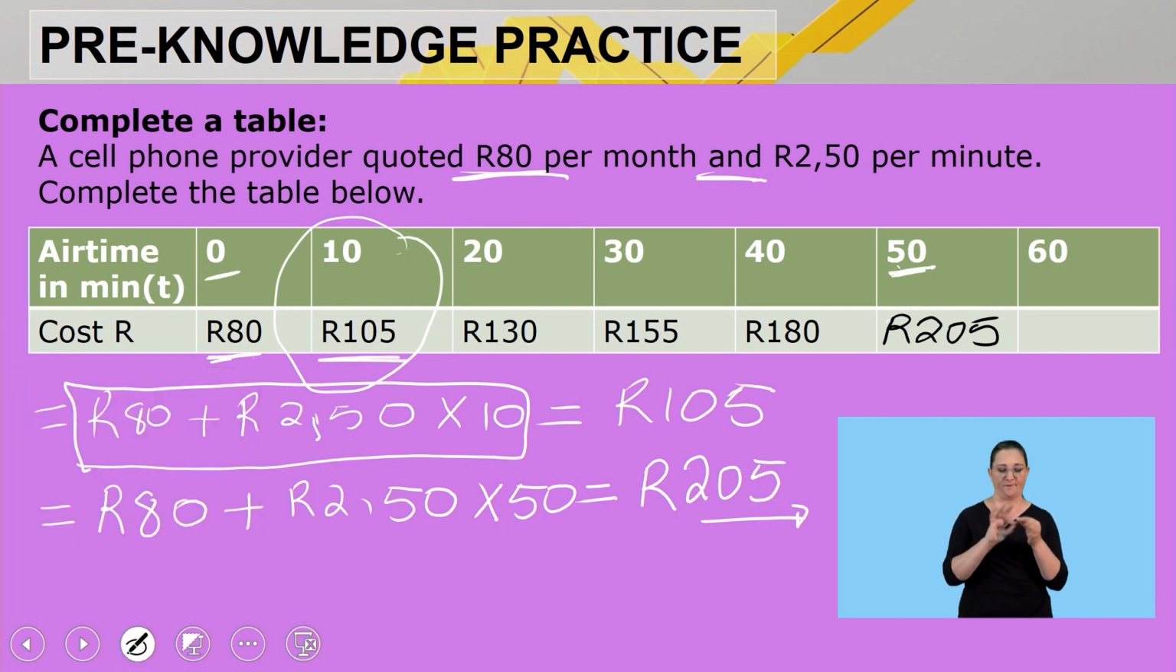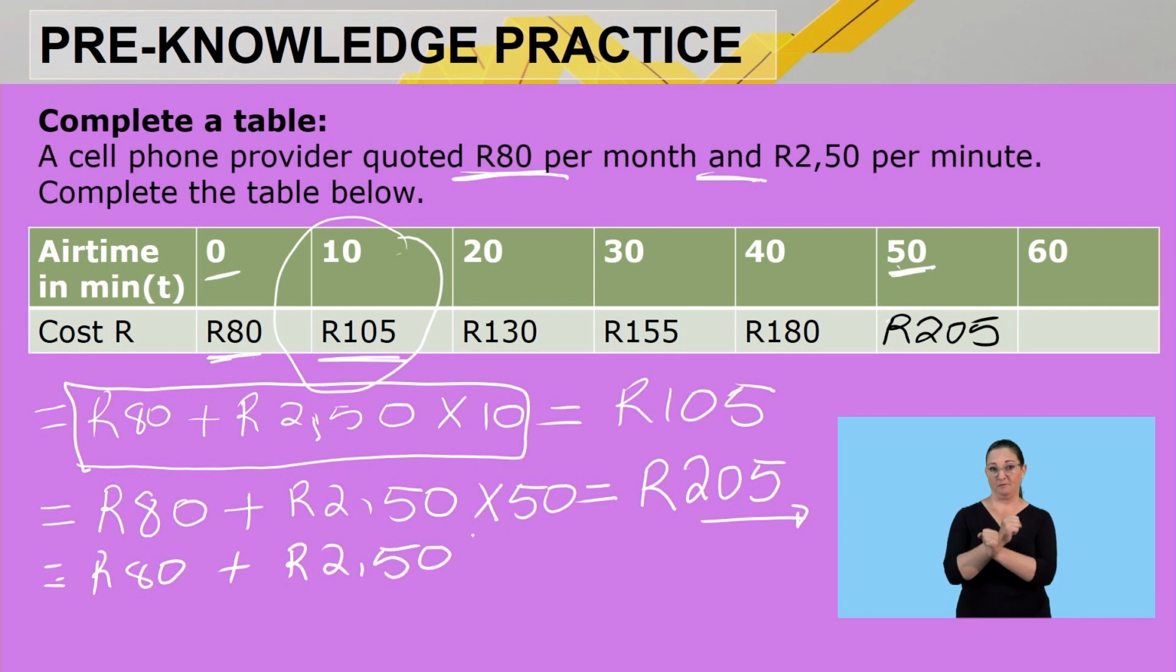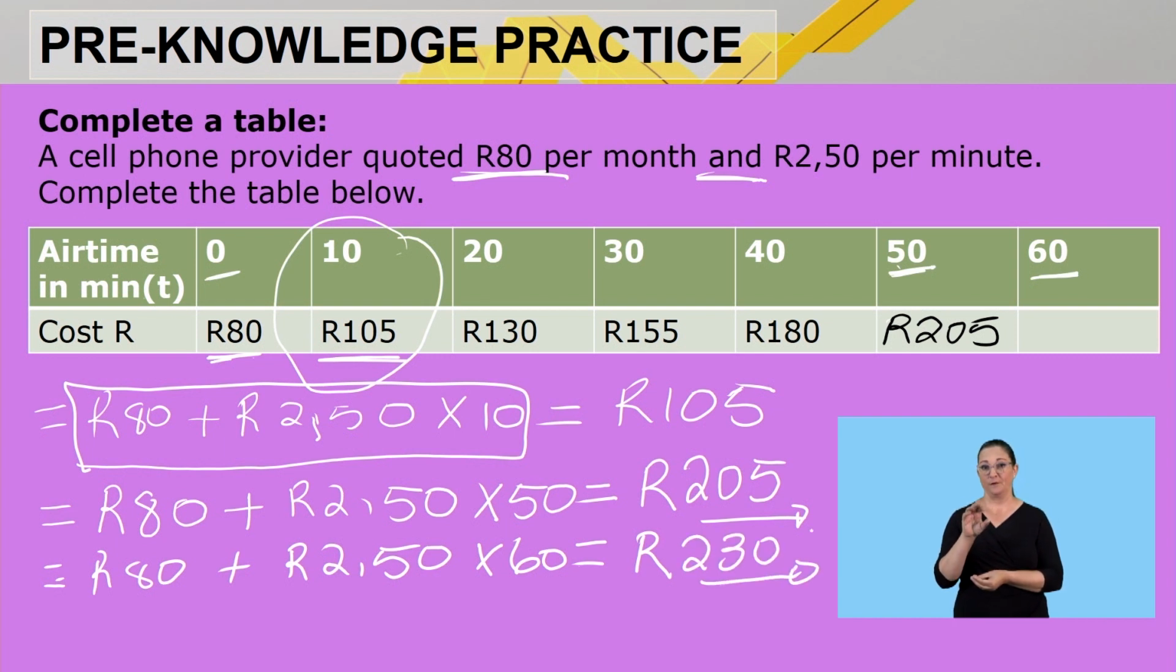Now, the last value, using the same formula, we have 80 rand plus 2.50, and that is multiplied by the number of minutes that I used now, which is 60. So we multiply by 60, so it will give us a total amount of 230, meaning you'll be paying 230 for using 60 minutes. So completing your table, we write there 230.